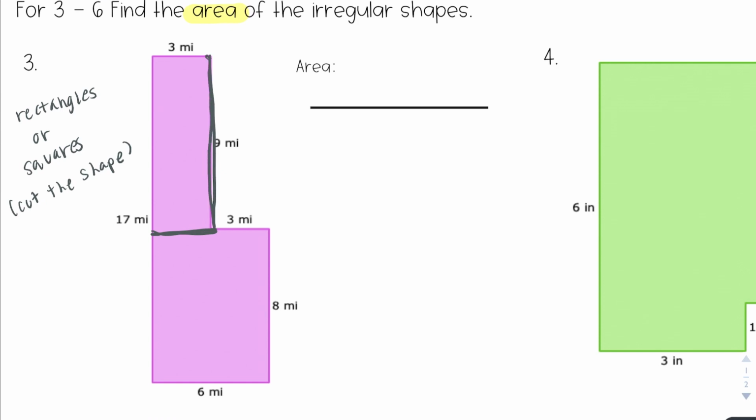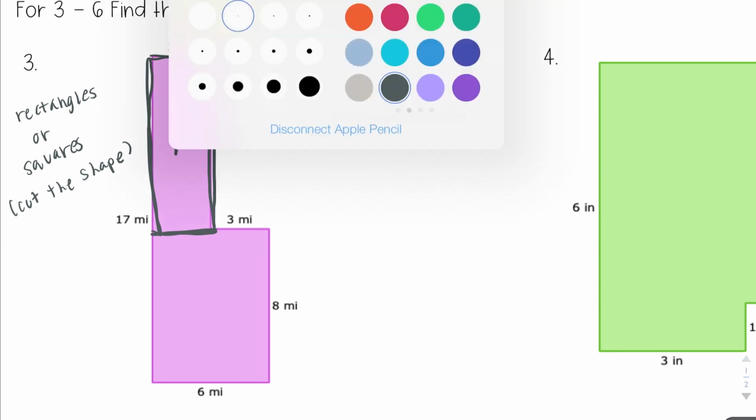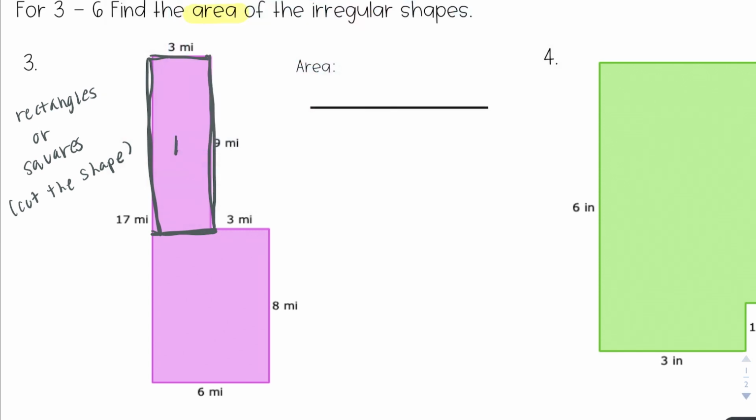You can see here that I'm cutting the shape and making a rectangle. I'm highlighting the rectangle by drawing it, and I have one rectangle here, and then you're going to see that I'm highlighting my second rectangle. So I just cut them into 2 rectangles.